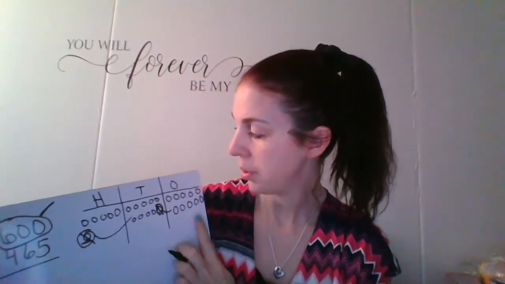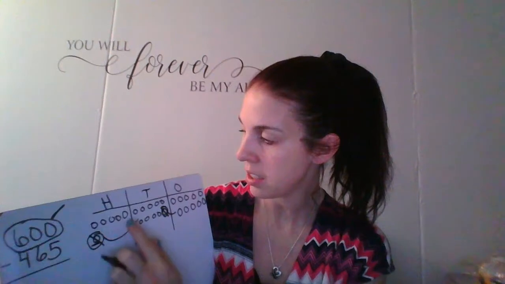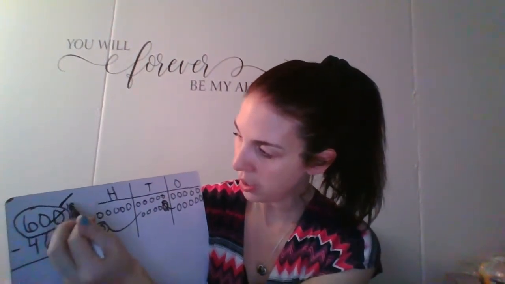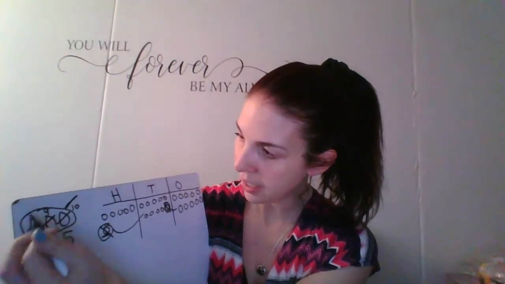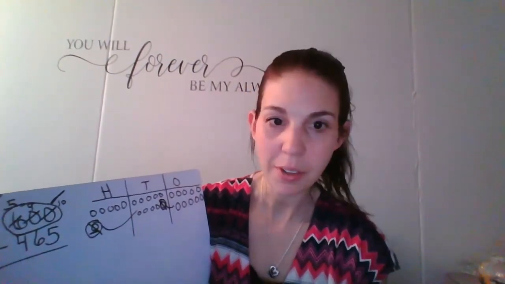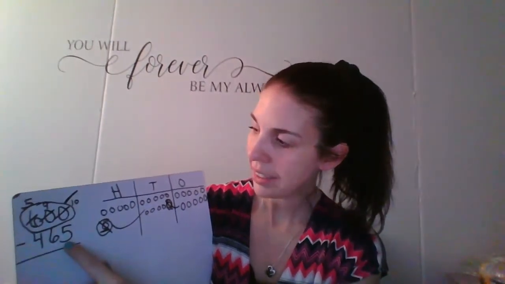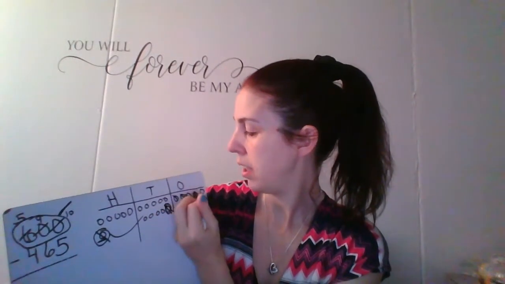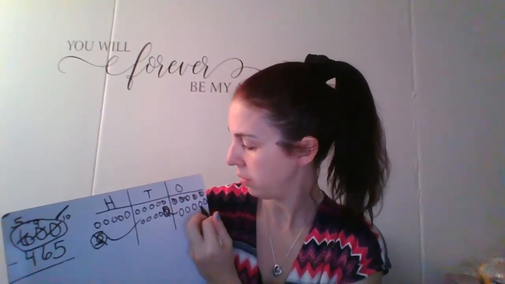Right? So now we have 10 ones, 9 tens, and 5 hundreds. Now we're ready to start our subtraction. We need to take away 5 ones. 1, 2, 3, 4, 5. How many ones are left? 1, 2, 3, 4, 5.